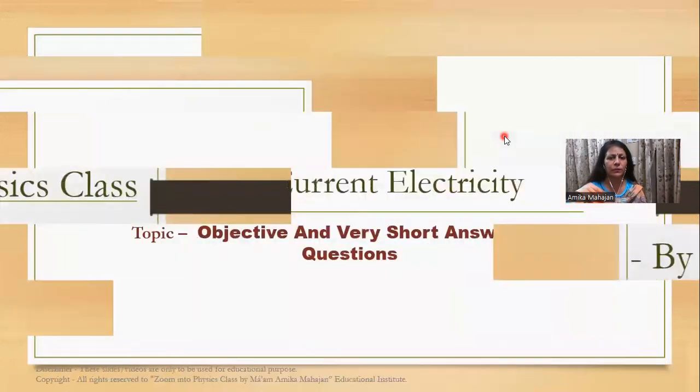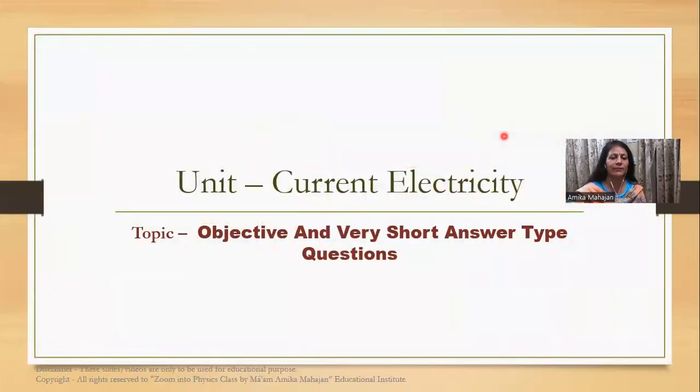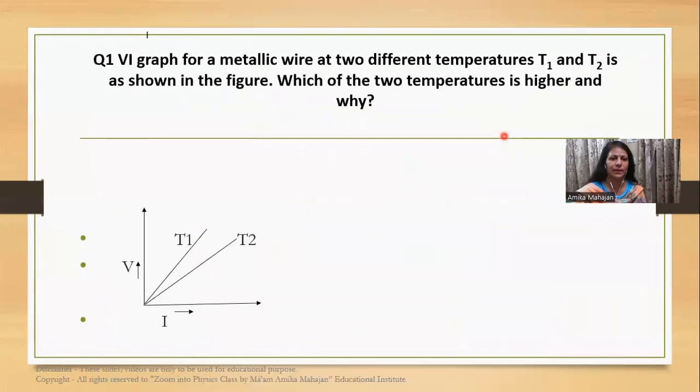Welcome to my channel. This video is focused on objective and very short answer type questions from current electricity. First question, the VI graph for a metallic wire at two different temperatures, T1 and T2, is as shown in the figure. You have to tell which of the two temperatures is higher and why.